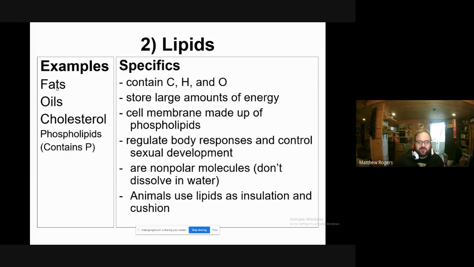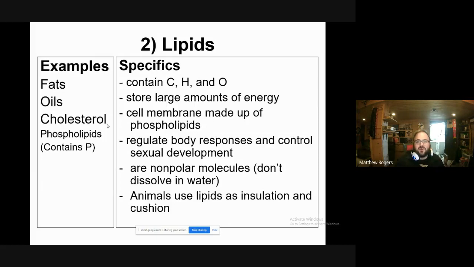Examples, we'll go through examples. There's fats. So fats are an example of lipids. Oils, so things that you can think of like olive oil, vegetable oil, palm oil, coconut oil, things like that. Cholesterol. Cholesterol is a word that you guys have heard of before, probably more so on medical shows or your parents or grandparents complaining, my cholesterol is too high. Now, I will say this right now because I will forget, but cholesterol is actually one of the most important things in your body. Their cholesterol might be high, but never think cholesterol is a bad guy. You just don't want too much of it.